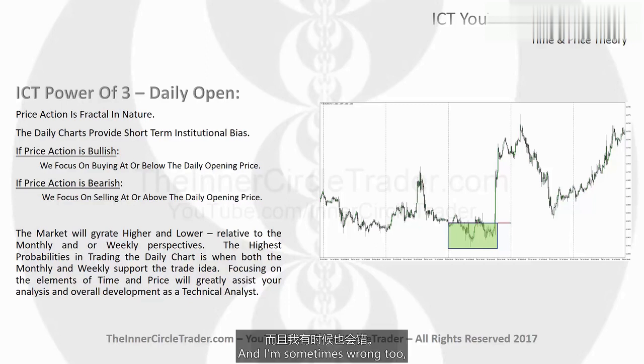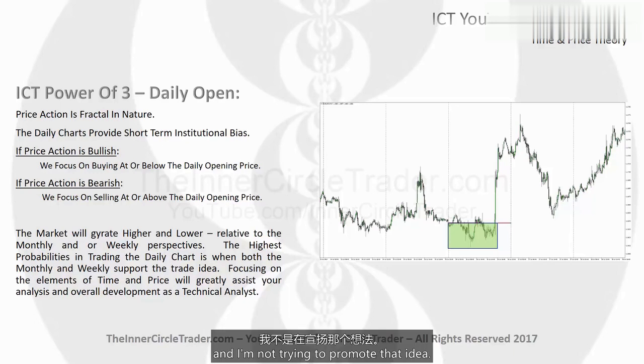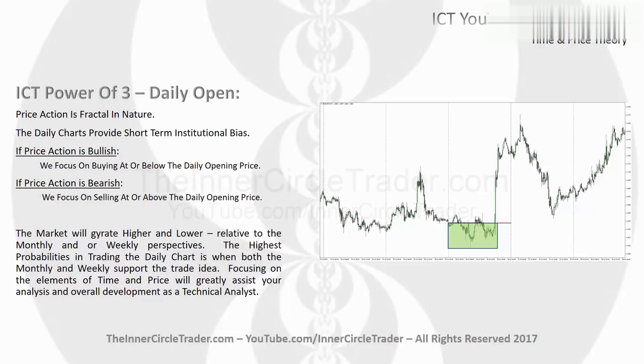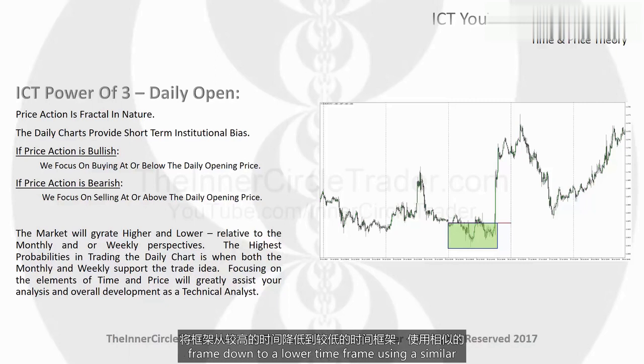And I'm sometimes wrong too, but many of my new students will see that and they'll say, well, I'm going to do the same thing. And I'm not trying to promote that idea. This teaching was to highlight the importance of going from a higher time frame down to a lower time frame using a similar concept that overlaps and dovetails very nicely.